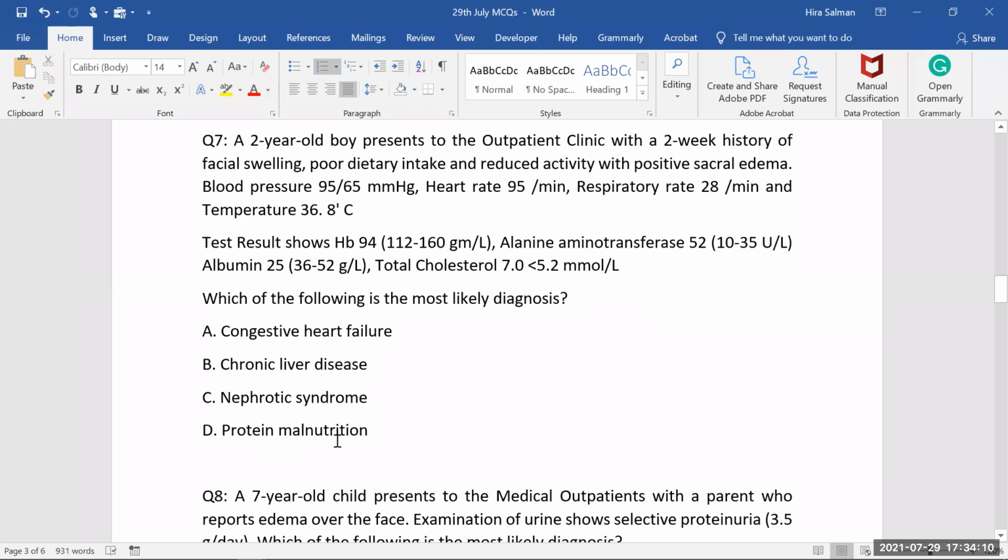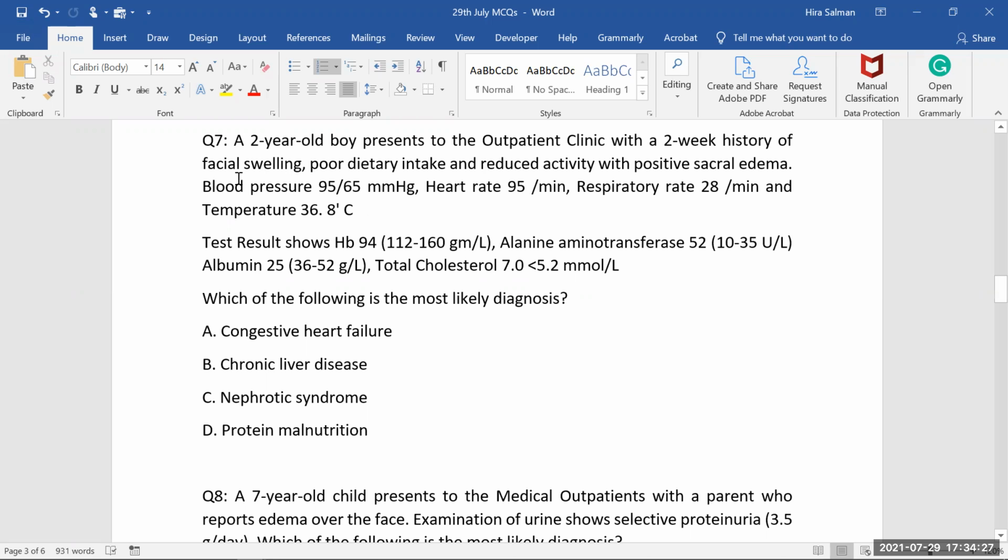Nephrotic syndrome or protein malnutrition. If the baby is protein malnourished, the baby can present with the swelling and all that. But what about the other things? Why is the hemoglobin count low? Why are the LFTs deranged? Why is the baby having this?